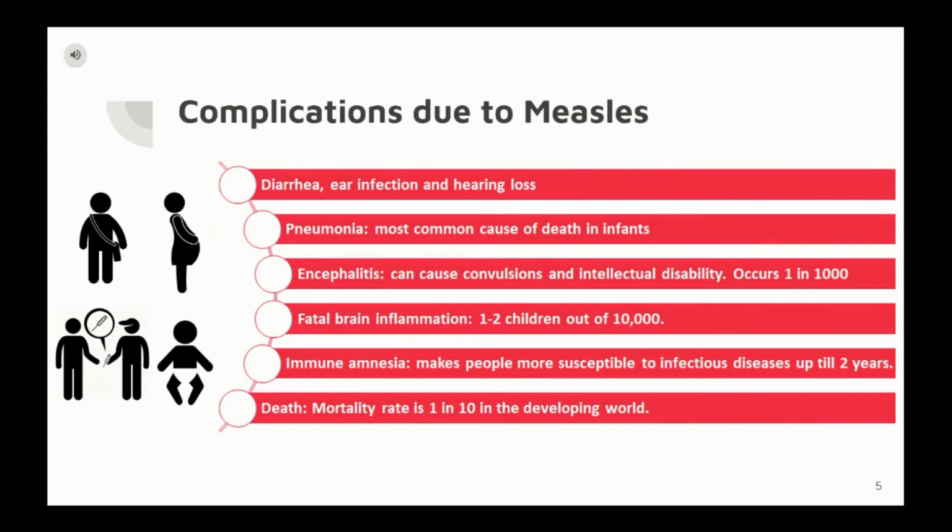Some of its severe complications are pneumonia. It is the most common cause of death in infants. Encephalitis. It occurs in 1 in 1,000 people and can cause convulsions and intellectual disability. Fatal brain inflammation. It affects 1 to 2 children out of 10,000.